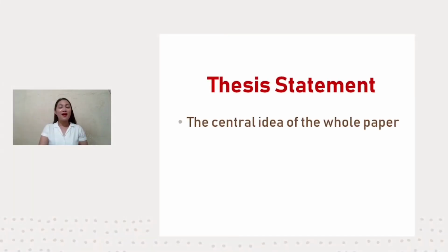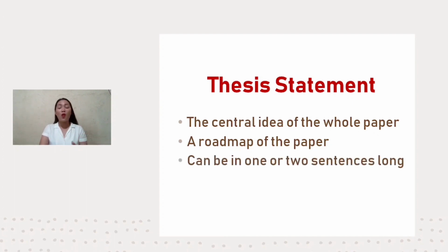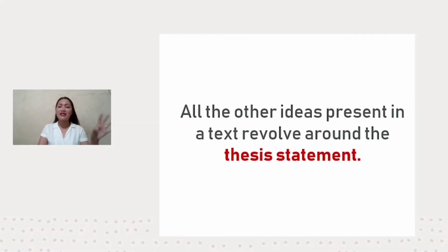It is the central idea of the whole paper. In other words, it is the statement that summarizes your topic and declares your position on it. It is also a roadmap of the paper, or in short, it tells the reader what to expect from the rest of the paper. And it can be written in 1 or 2 sentences long. So remember that all the other ideas present in a text revolve around the thesis statement because this is the central idea or the main idea of the whole paper.